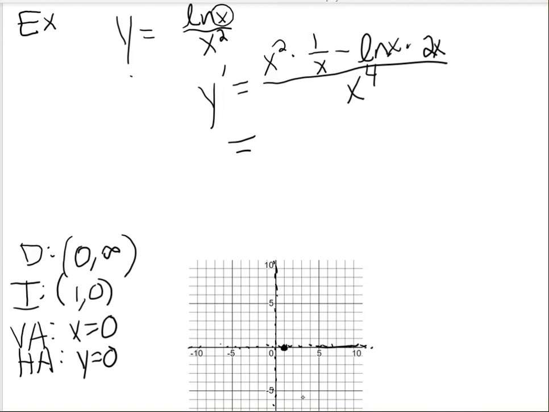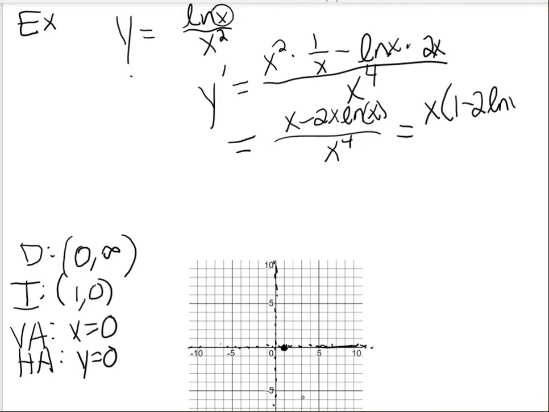And we can simplify this. x squared times 1 over x is just going to be x, minus 2x natural log of x, over x to the fourth. We can't do anything with the x inside the natural log, but notice that you're being multiplied by an x term, and there's an x term, so we can factor. And we can cancel to give us 1 minus 2 natural log of x over x cubed.